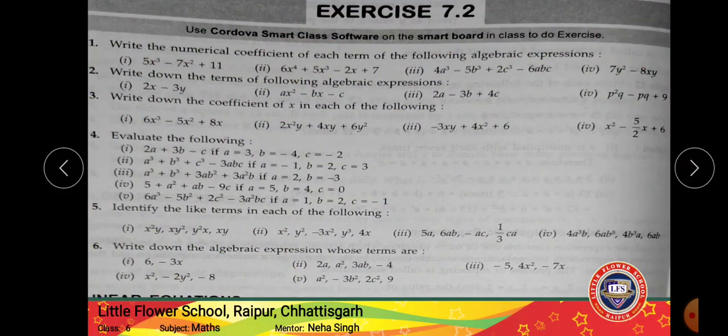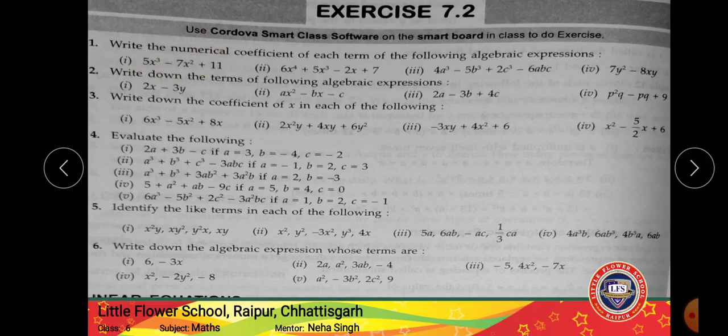question number 1. Write the numerical coefficient of each term of the following algebraic expression. Numerical coefficient, what does coefficient mean first of all? See, coefficient means before the terms or before the algebraic expressions and variables, whatever numeric value is written is termed as the coefficient.